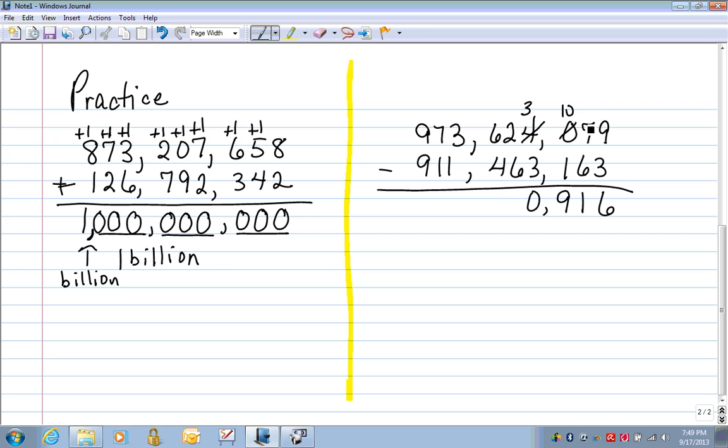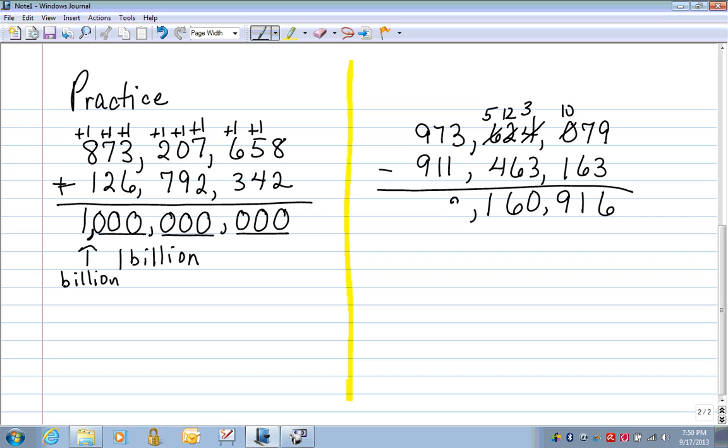Actually, this is 3,000 minus 3,000 is 0 thousands. But it's easier just to look at it and say 3 minus 3 is 0. 2 minus 6 can't be done, so we borrow and make this a 5. And we make this a 12. 12 minus 6 is 6. 5 minus 4 is 1. That's really 500,000 minus 400,000 is 100,000. And as you can see, the 1 is in the hundred thousands place.